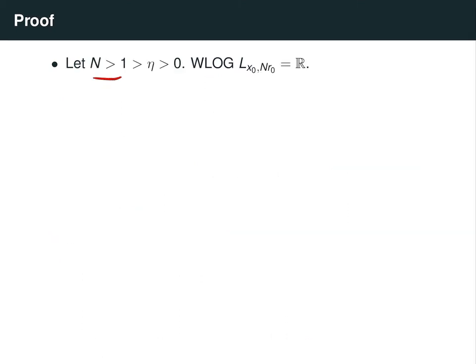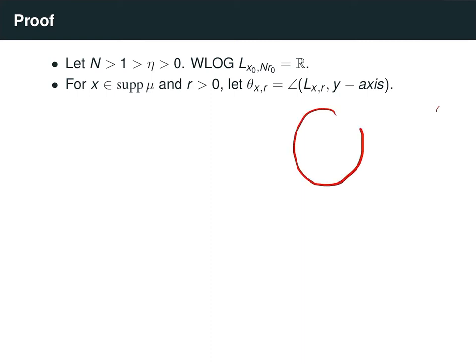Let's let n be some very large number and eta some very small number that we'll pick much later. So without loss of generality, by translating and rotating the support of our measure, we can assume that the best approximating affine measure inside the ball centered at x naught of radius n r naught, in other words inside the ball n times larger than b naught, has support equal to the real line. For x in the support of mu and r bigger than 0, we're going to define the quantity theta of x r.